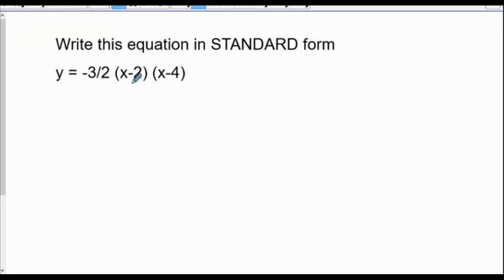So here we are. I guess let's just do a little review first. Here I have something, and I want this written in standard form. And I'm looking at that going, okay, what form is this? And hopefully you recognize that this is factored form. It's got 2 sets of parentheses here, and it's got another value out front.